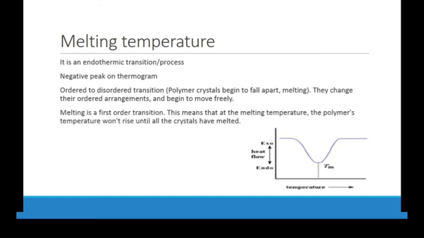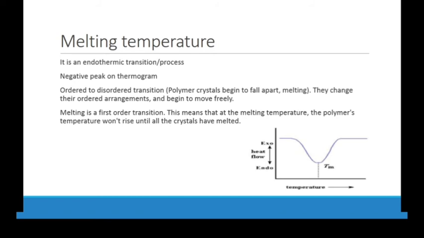Melting is a first order transition. This means that at the melting temperature, the polymer temperature would not rise until all crystals have melted. So there is a dip. So now you cannot increase the temperature of the sample unless all the crystals are melted. That's why we have a decrease in temperature. You will find that endothermic is absorbing the heat, so the sample becomes cold. The heat flows into the sample.